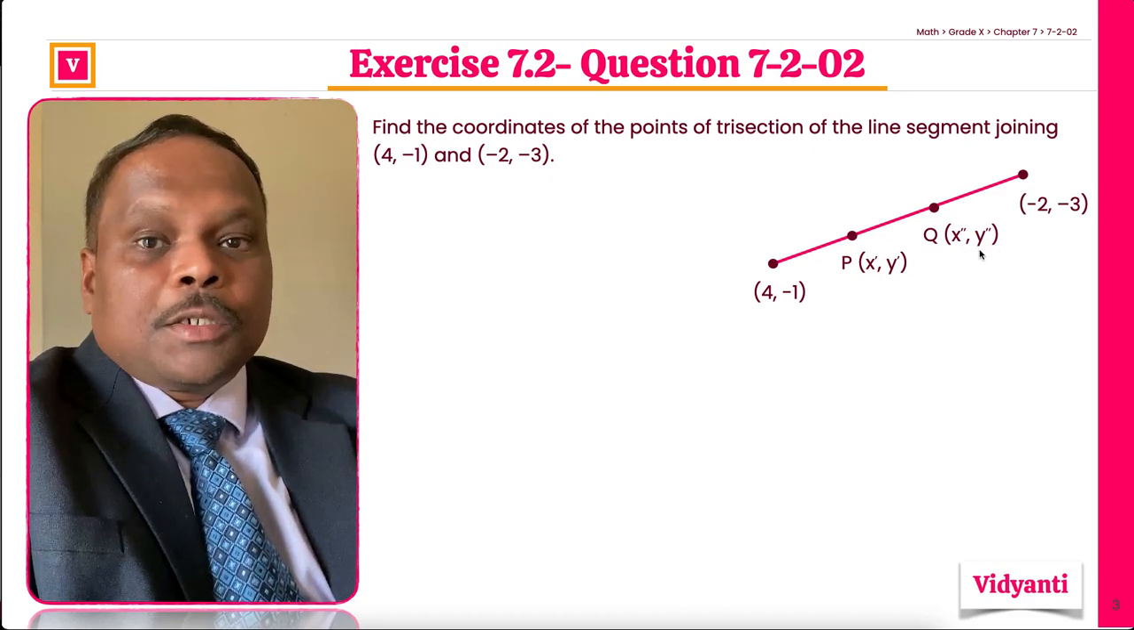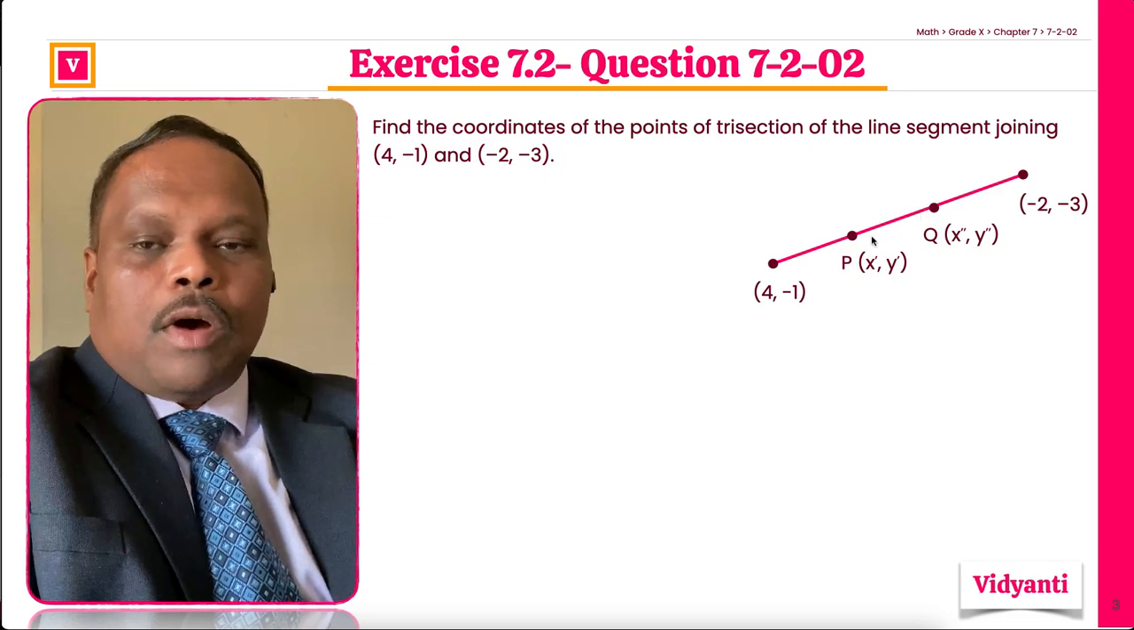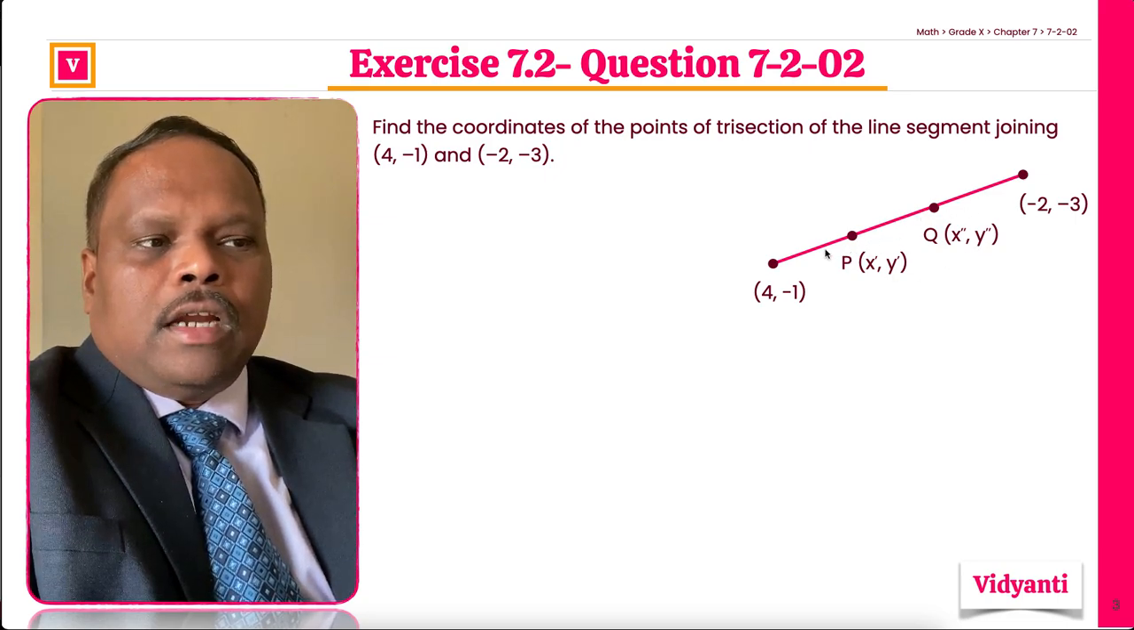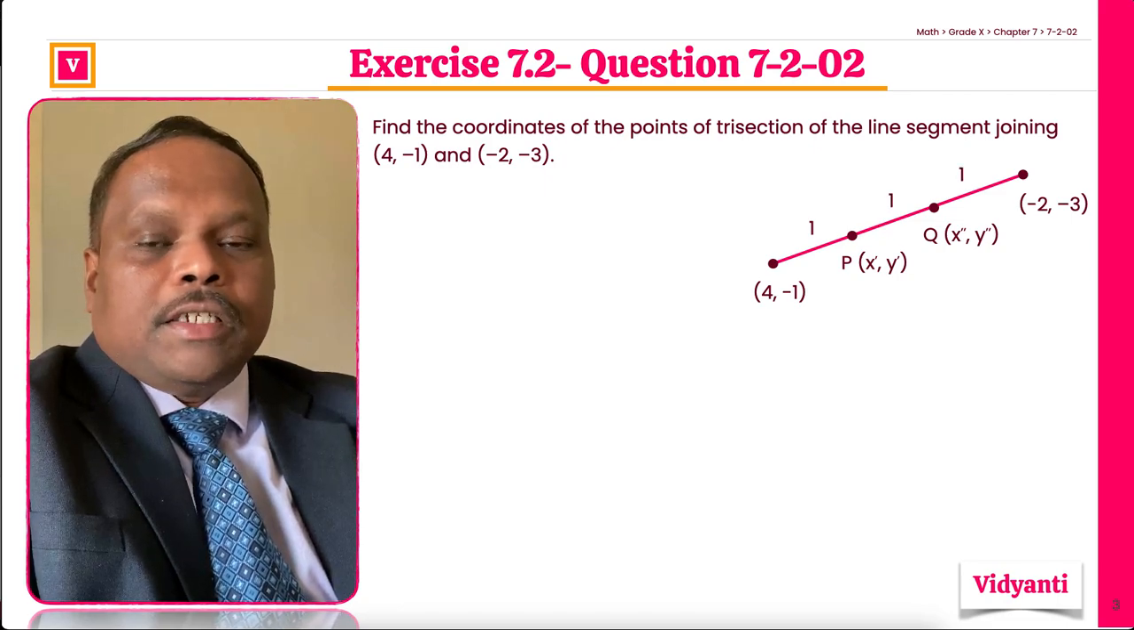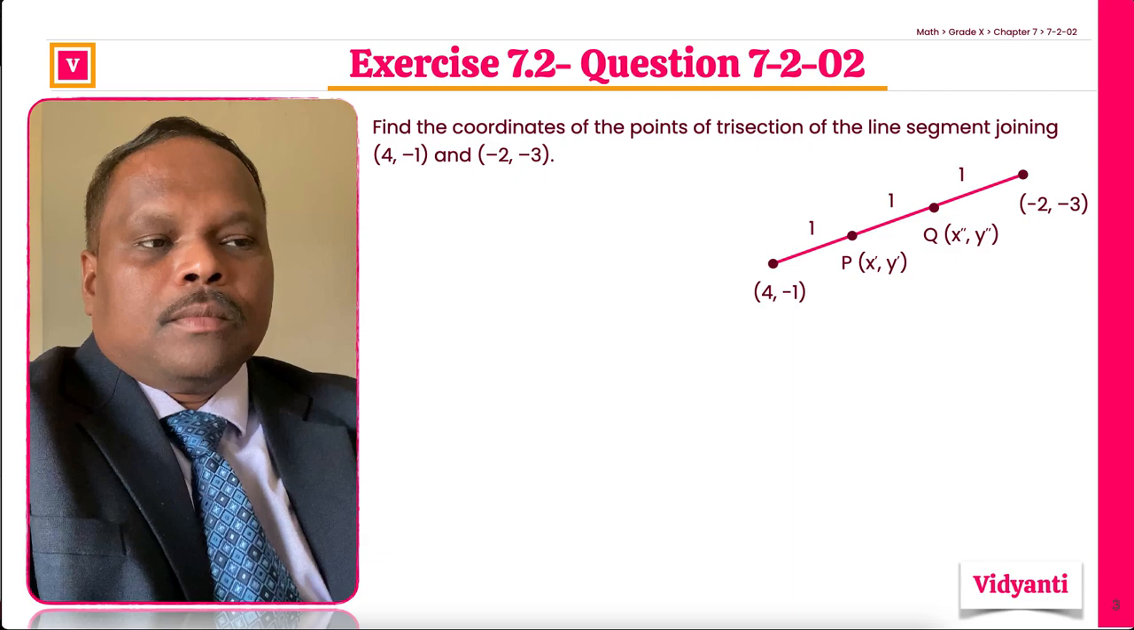Now remember, this is a trisection. That means all three segments, all three subparts are exactly identical, and they will be 1:1:1. So that means each part is like one unit because they are equal. Trisection means three equal parts.